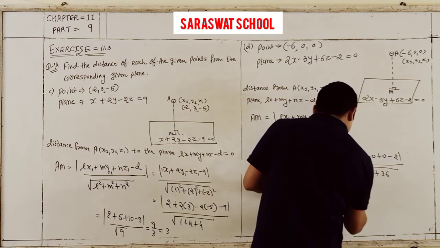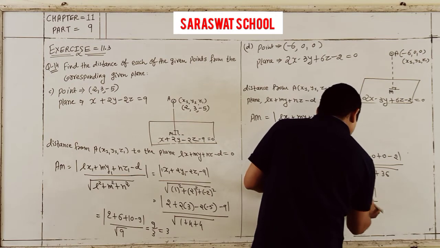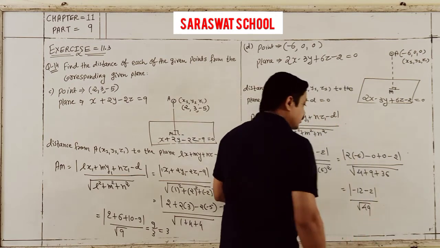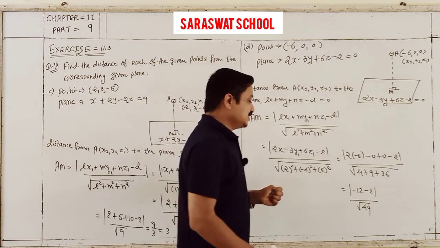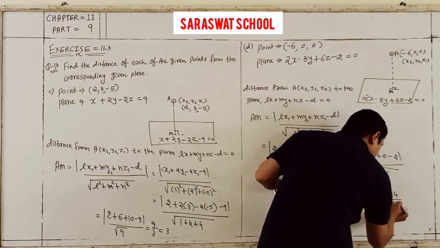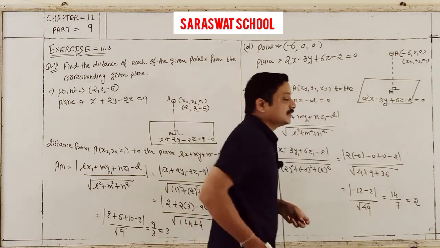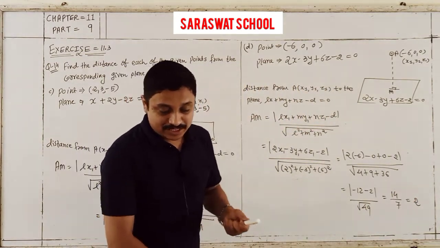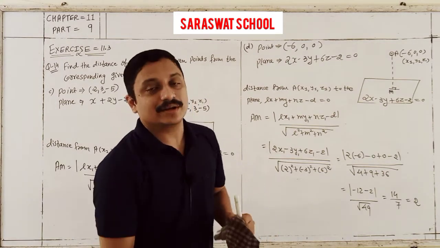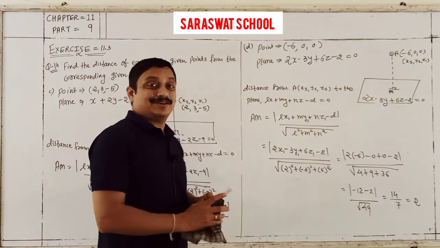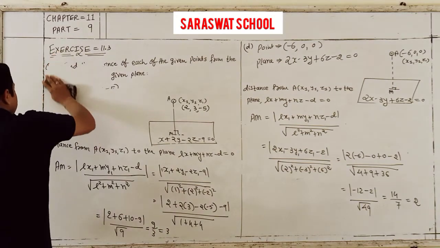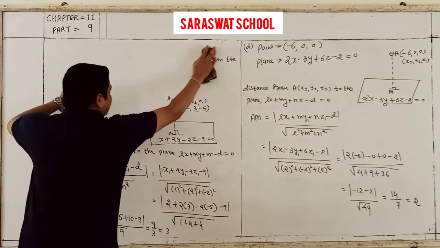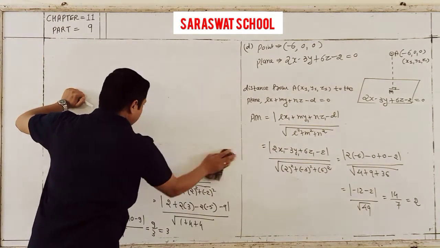4 plus 9 plus 36, that is 6 to the 12 minus 2 by 49. So it is purely positive, 14 by 7. My answer is only and only 2. Yes students, here our exercise is over. Now I go to the related examples. Yes, the remaining examples I will start.